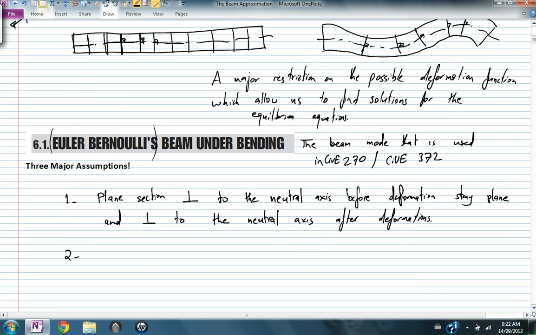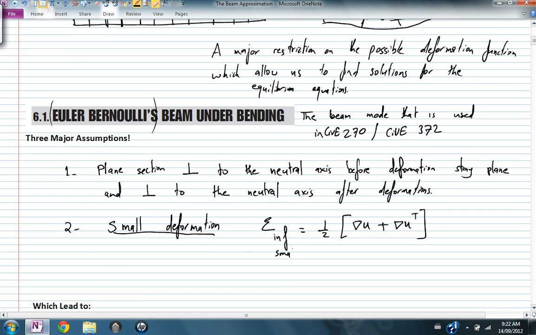And the second assumption is small deformations. We always assume in beams that the building that we're building out of these beams will exhibit very small deformations, so that this is an exaggerated deformation shape. This deflection will be very small, and because we're using small deformations, I'm allowed to use the small strain matrix, which will equal half the gradient of U plus the gradient of U transpose. And the third assumption is that the beam is made out of a linear, elastic, and isotropic material.